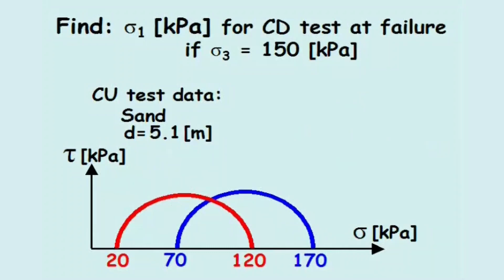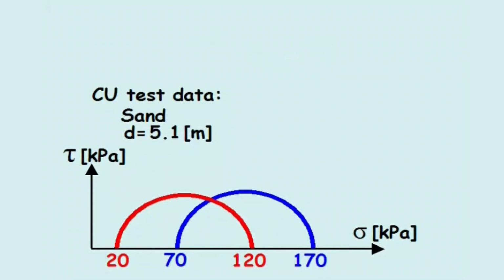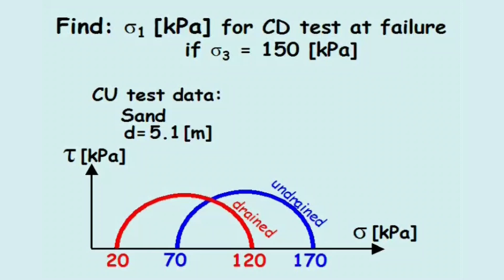Now we have a semicircle for the undrained condition and for the drained condition. The problem asks for the drained condition when the confining stress is 150 kilopascals. Since sand is a coarse-grained, cohesionless soil, a point is plotted at the origin, and the rupture line is traced, tangent to the drained semicircle, and the angle of internal friction is identified.